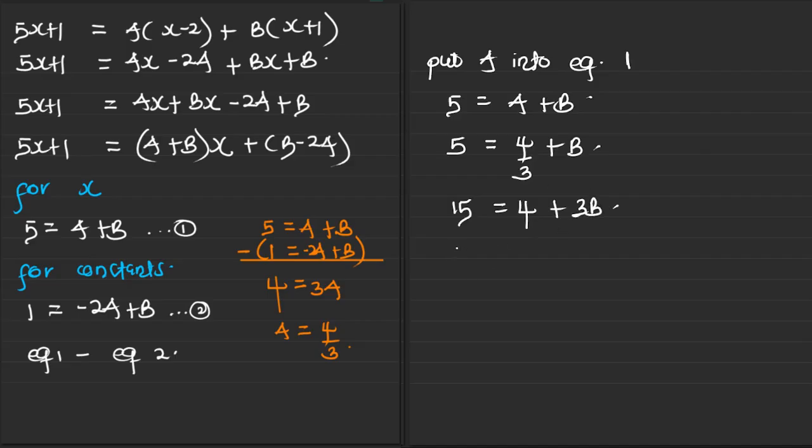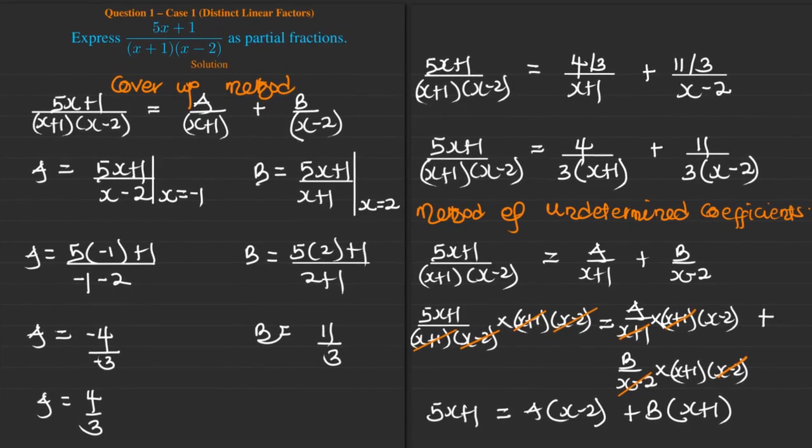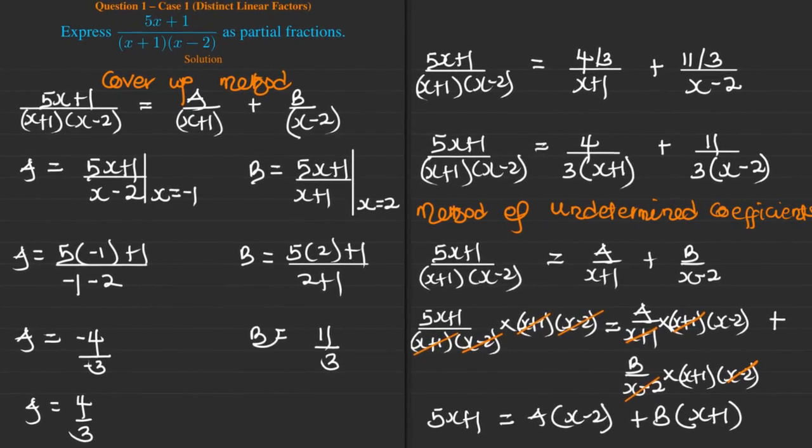Making B the subject, we have 15 minus 4, which gives us 11 is equal to 3B. You divide both sides by 3. We have our B is equal to 11 over 3. And that is all. So we have our A, which is equal to 4 over 3, and our B, which is also equal to 11 over 3. Hence, we can once again write our conclusion.